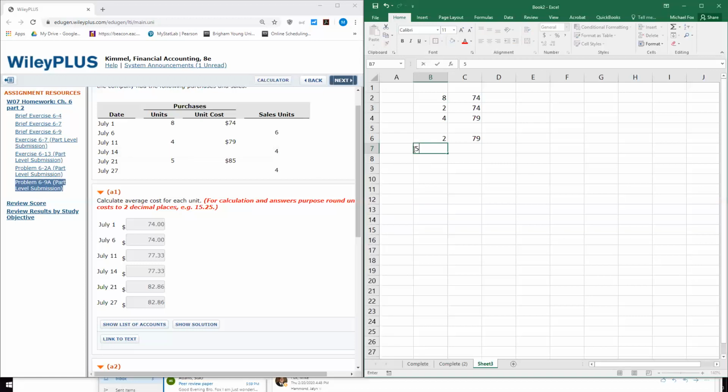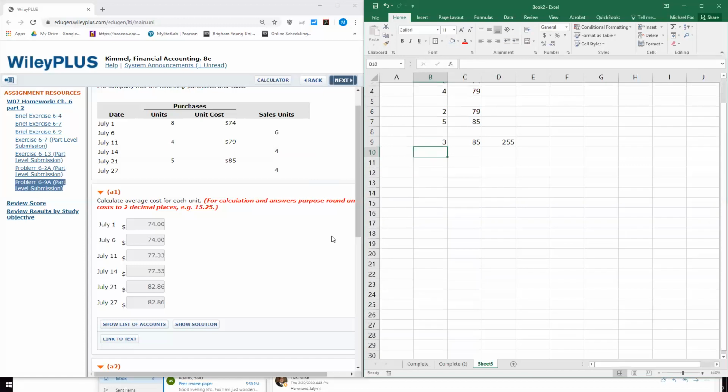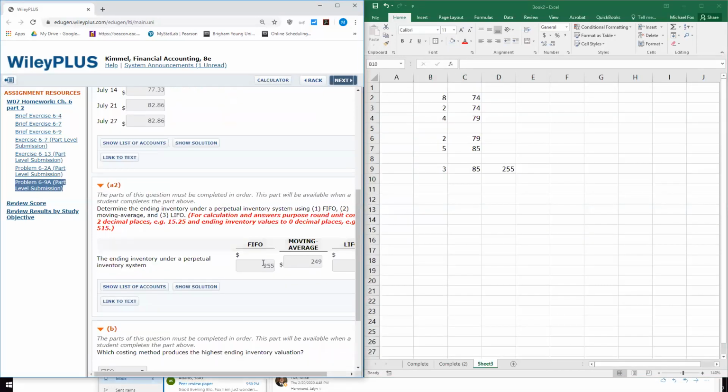Then I purchased 5 more at 85. Then I sell 4 more, and I'd ask myself, which 4 did I sell? I sold all 2 of these 79 plus 2 of these 85. So at my end, I have 3 units that cost $85, and then I would say 3 units times $85. That gives me an ending inventory of $255. And that's on FIFO.